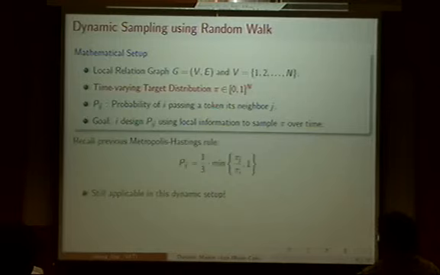If you recall the Metropolis-Hastings rule, Pij only depends on pi j and pi I. Even though pi j and pi I are time varying, I can still design such a rule to select its neighbor. This Metropolis-Hastings rule is still applicable in this dynamic setup. The question is whether it indeed samples the time varying pi.